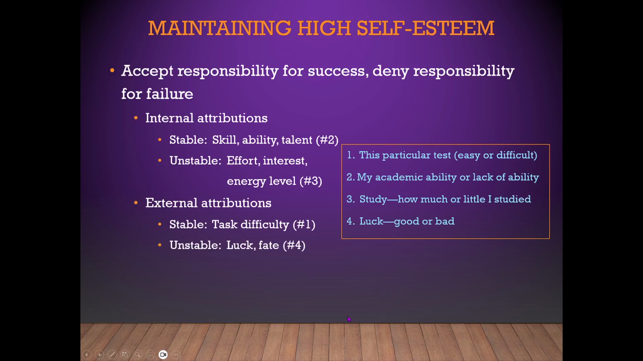The unstable external attribution of luck or fate, again, this is something that people who do well on the test usually don't point to. People who do poorly on the test, they're like, well, I was unlucky that you asked questions that I wasn't prepared for, or something like that. So they tend to make these unstable external attributions. So external attributions are more common among people who do poorly. Unstable internal are more common among people who do poorly.